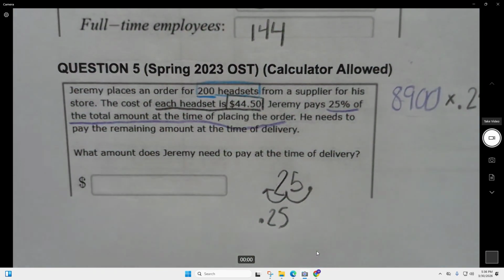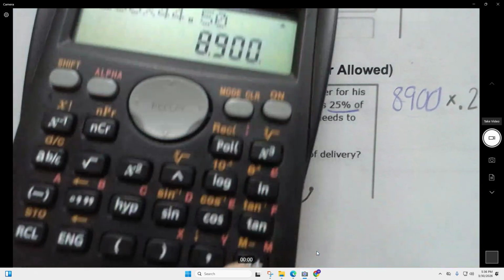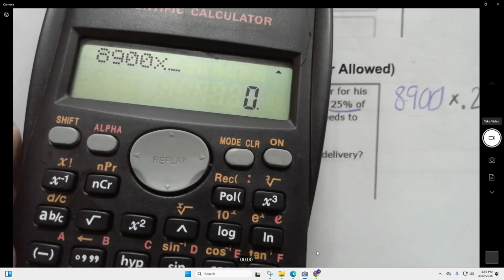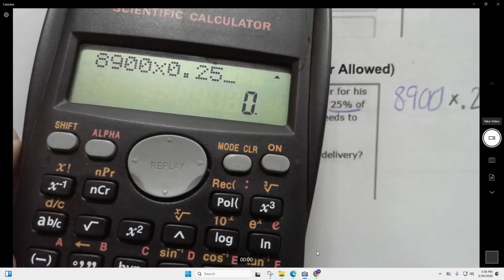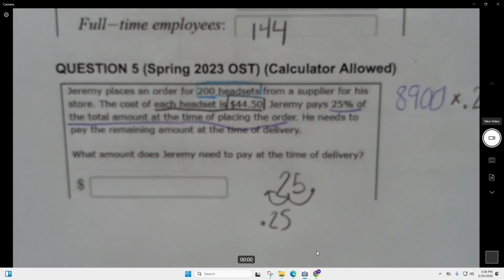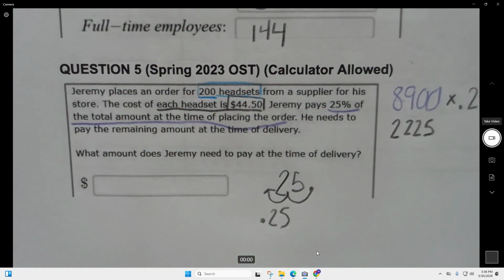8,900 times 0.25. Could we do this math? Yes, but it's in the calculator section. So let's do the calculator. 8,900 times 0.25. Bam, 2,225. Is that the answer? No. That's how much he paid when he placed the order.